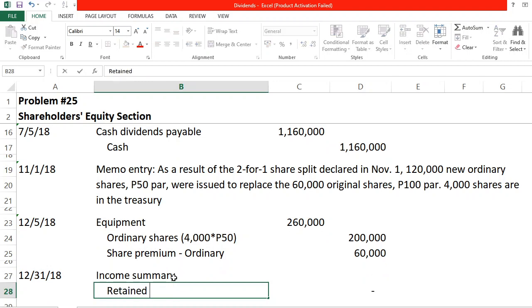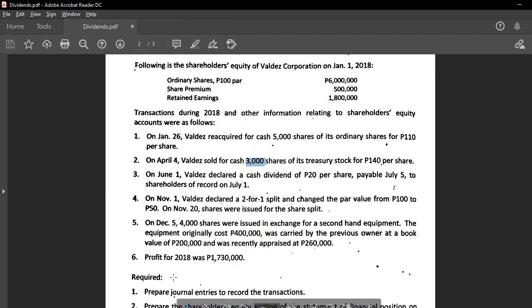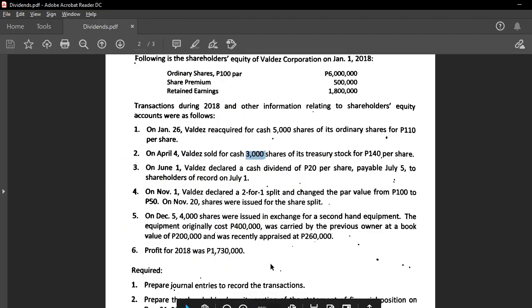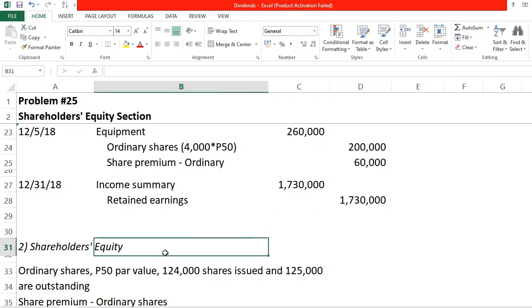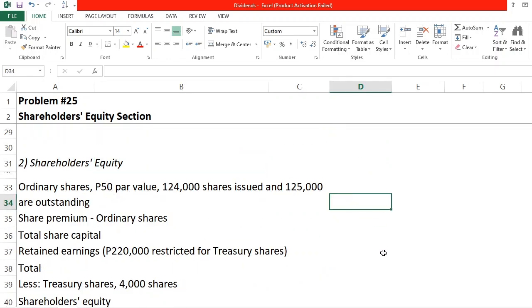And it will be credited to the pool of our profits, 1,730. Retained earnings. Okay, that's it. Next requirement, shareholders equity. So I already have here the pro forma. Let's just plot the amounts.